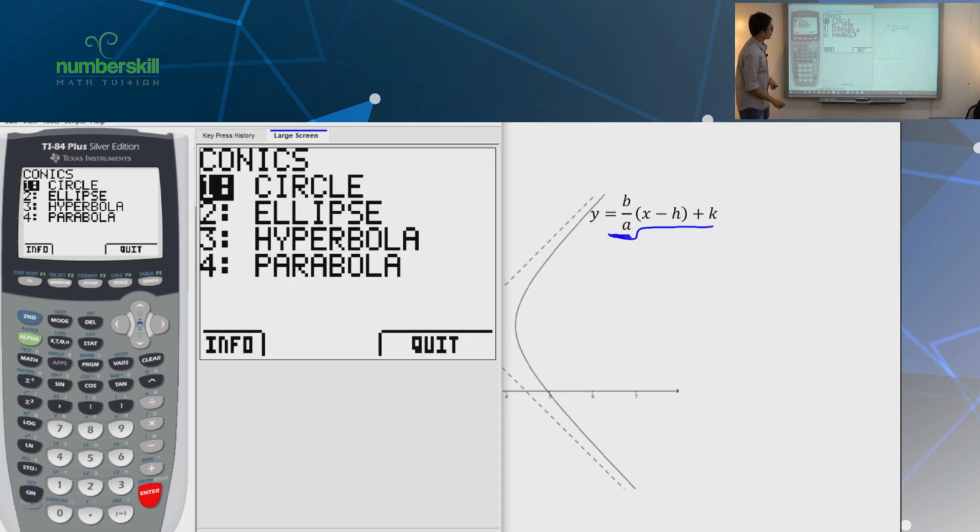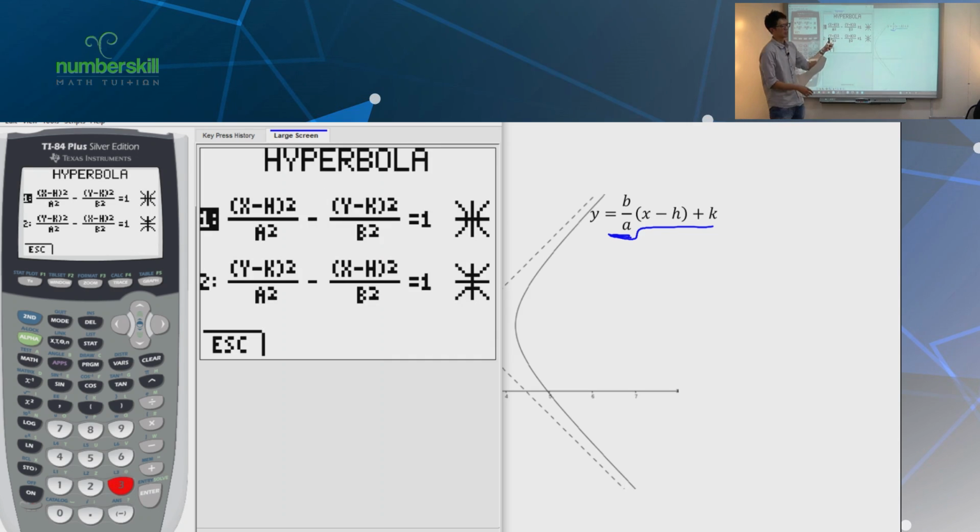Okay, so you go to conics. Circle is lame. I hope nobody uses this function, please. Ellipse is even more lame. All right, nobody use this function also. All right. Hyperbola, yes, that's what we're going to use. Okay, so we go to our GC, we use hyperbola, and this is the screen that saved me.